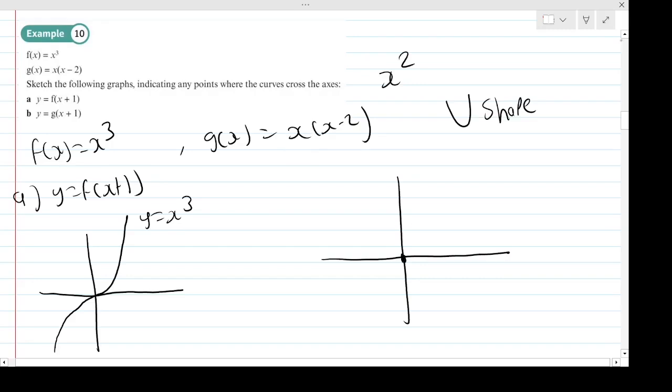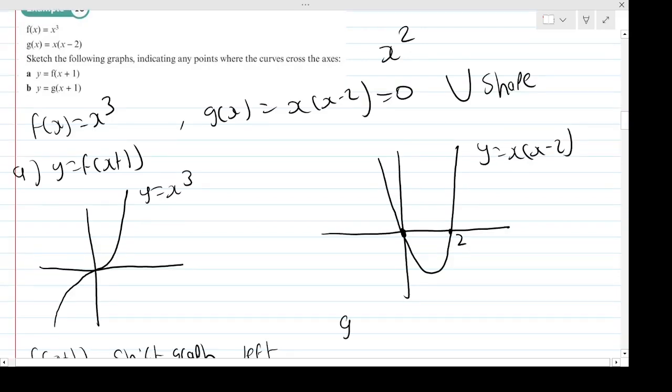Then lastly, we need to find the roots. The roots are when the whole thing equals 0. So either x is 0 or x minus 2 is 0, which means x is 2. So it's going to pass through 2 there. Therefore, with that shape in mind, it's going to look like this. There we are. Nice. So that would be y is x of x minus 2. Cool. So that's the original graph.